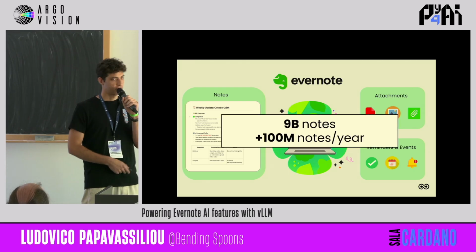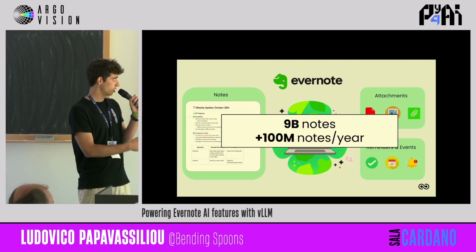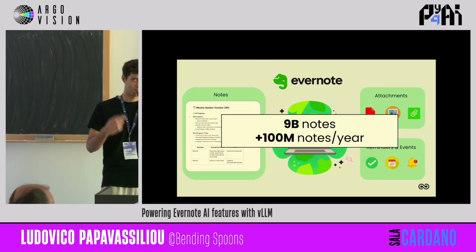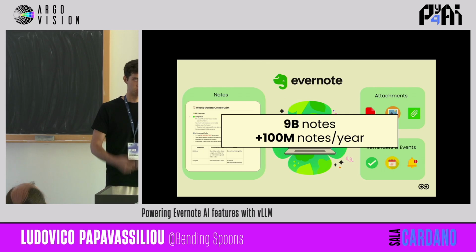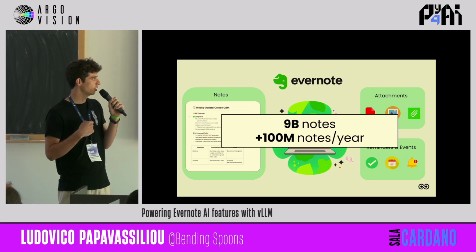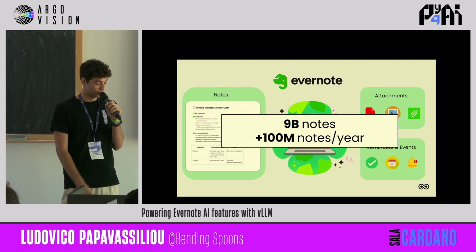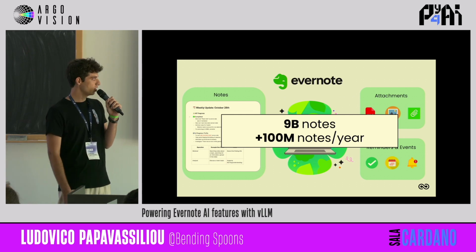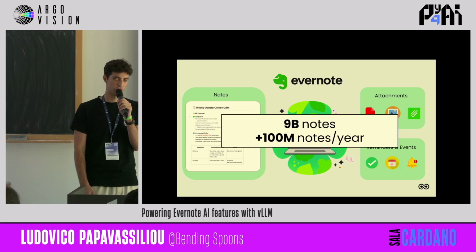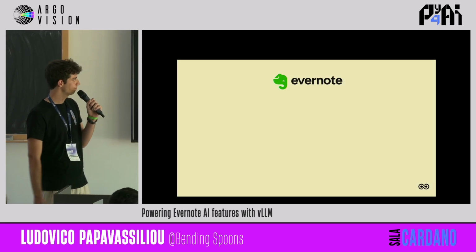To give you a rough idea of the scale, we have millions of active users that produced content in many years. Evernote, I think it came out in 2010 almost, and we acquired it in 2023. We have now 9 billion notes, and every year more than 100 million notes are created. So that's the kind of scale we are dealing with.